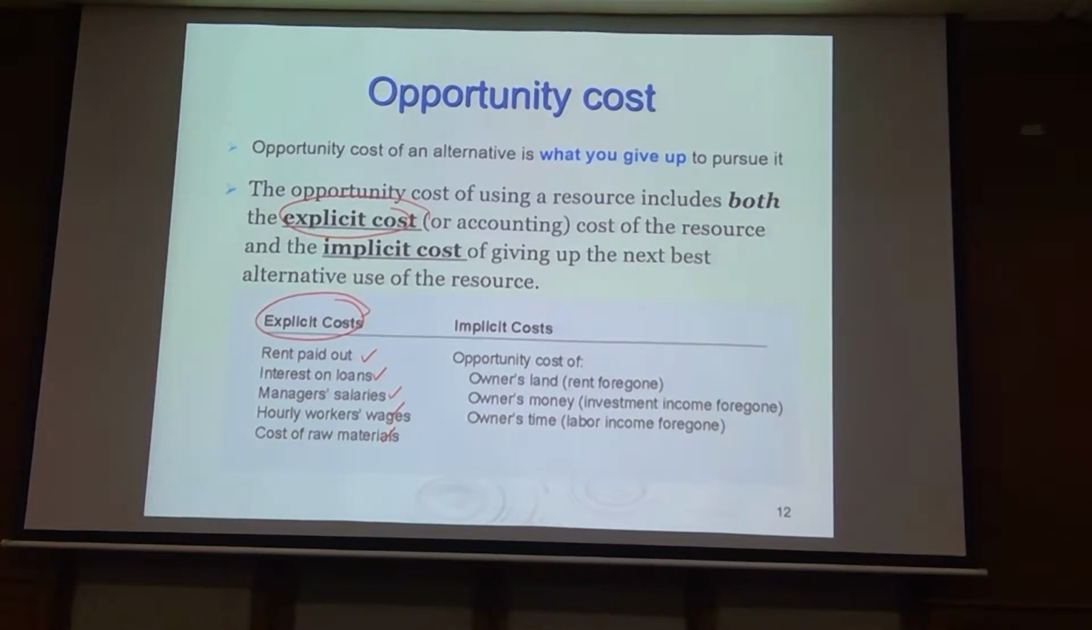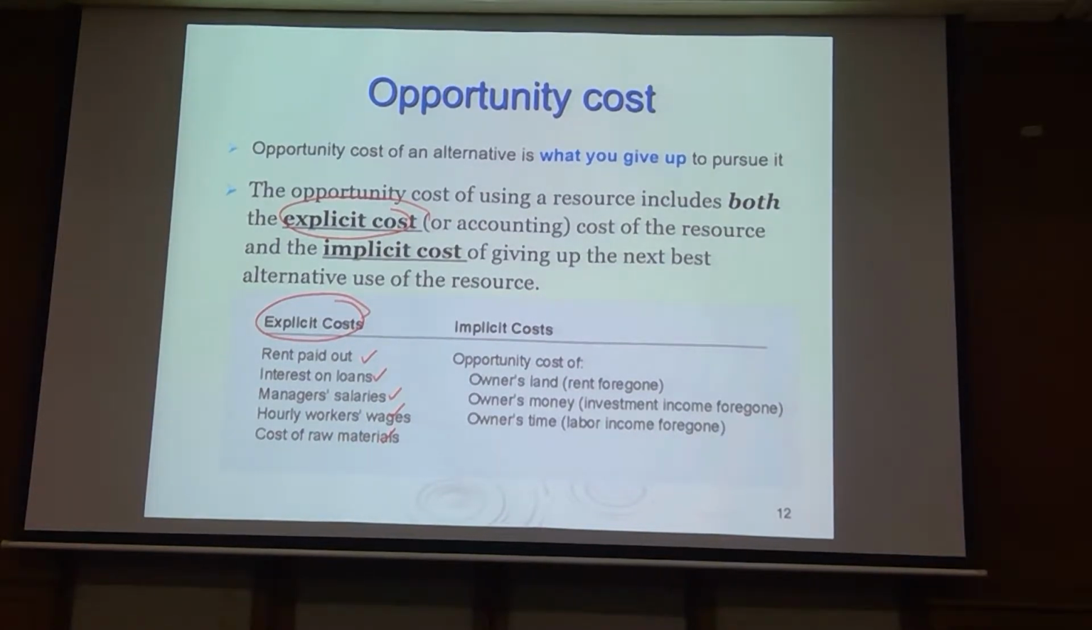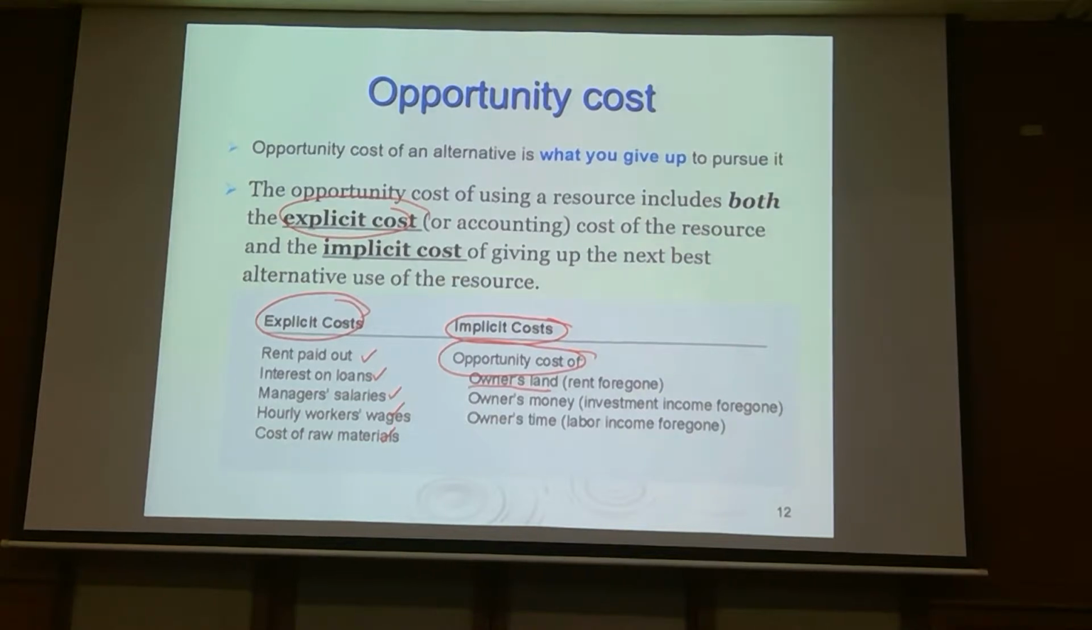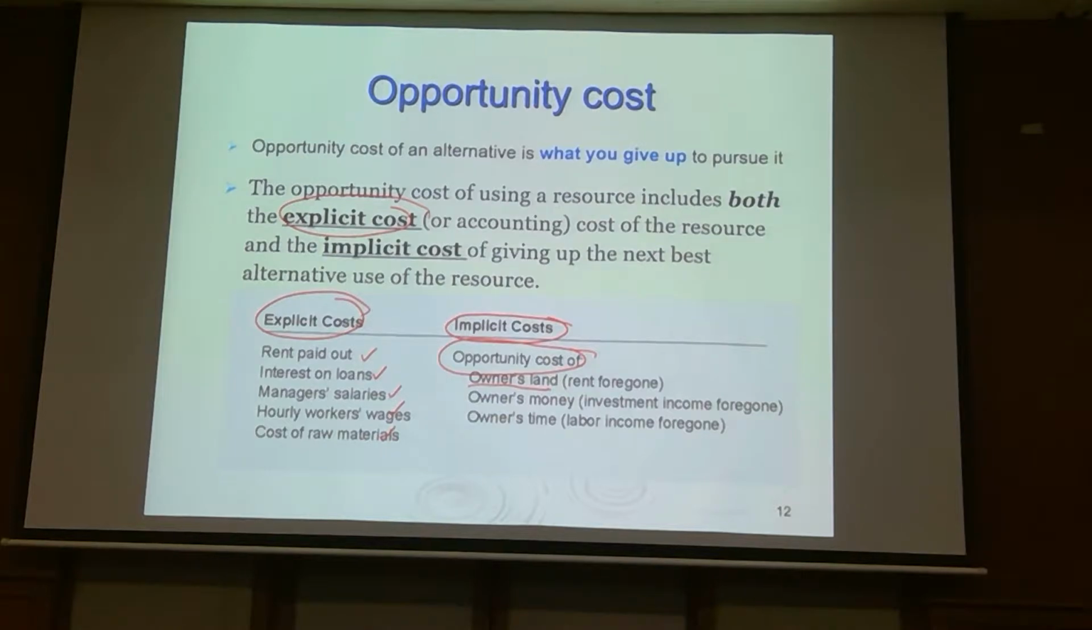But in economics, we say that those are not the only costs that we should consider when we make our investment decision. We should consider what we call the implicit cost as well, or the opportunity cost, as a result of our investment. For example, if we use land to build a factory, we forgo the chance to rent the land to someone and earn rental income. So that is the opportunity cost of using our land, and we should take it into account as well.